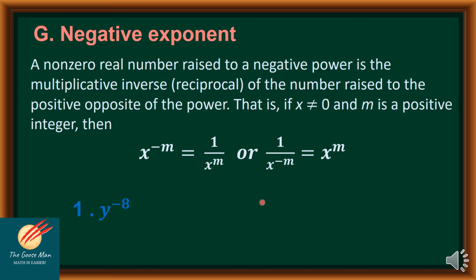So let's have an example. I have here y raised to negative 8. To make this exponent positive, I'll put it in the denominator. And don't forget our numerator is equal to 1. Another example. I have 1 all over h raised to negative 5. To make the exponent positive, I'll put it in the numerator. But take note that I have 1, so 1 times h to the fifth power will give me h to the fifth power.